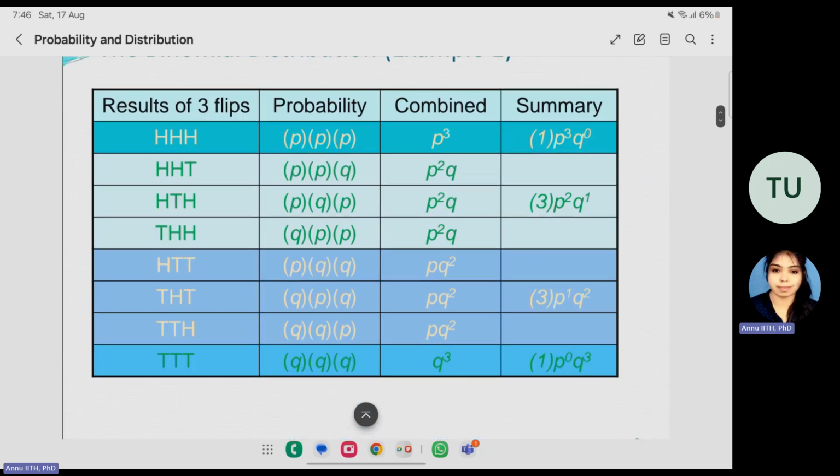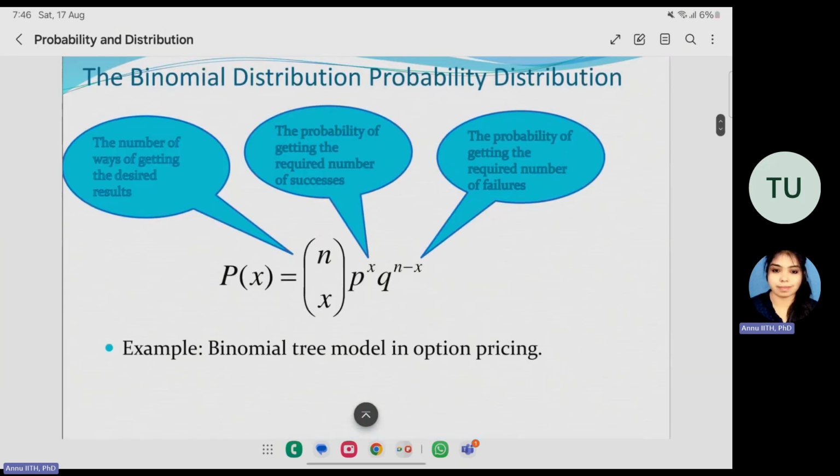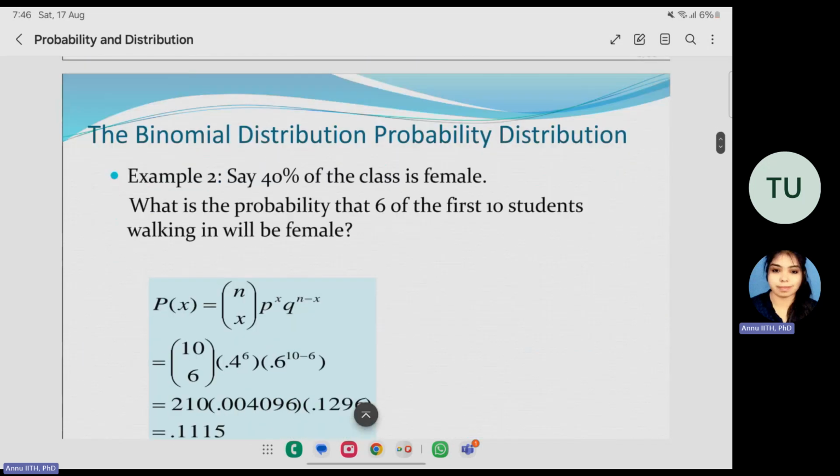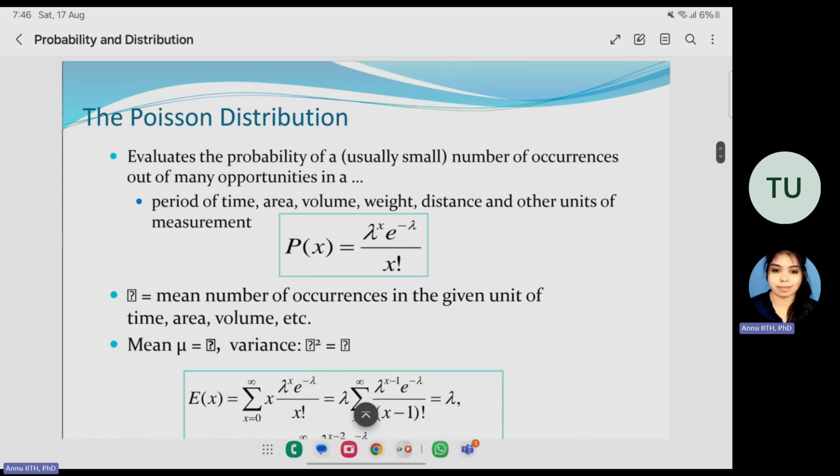So these are the probability distributions. I told you about the binomial distribution, how it looks, and what its expectation and variance are. Moving ahead, the next distribution is the Poisson distribution, and it is also a discrete distribution, but it evaluates the probability of usually a small number of occurrences out of many opportunities in a period of time, like area, volume, and distance.